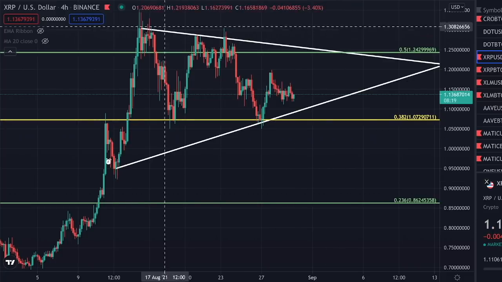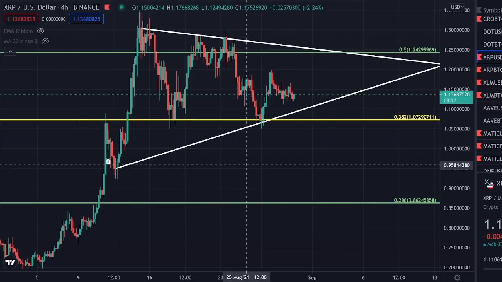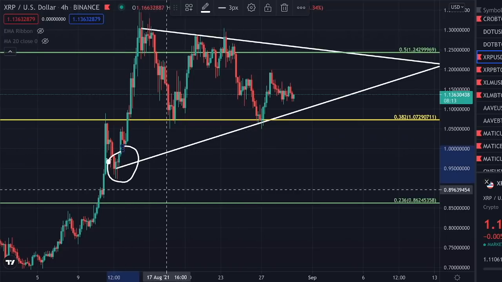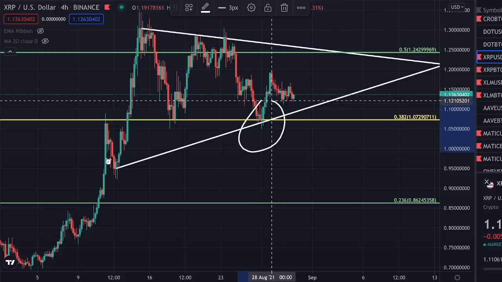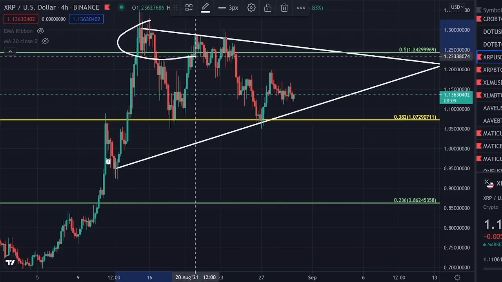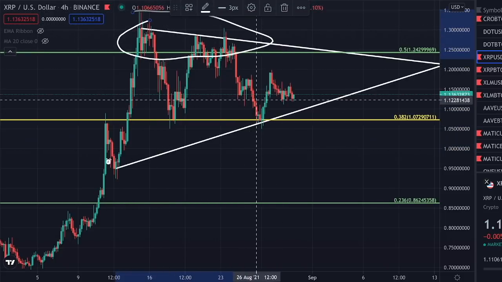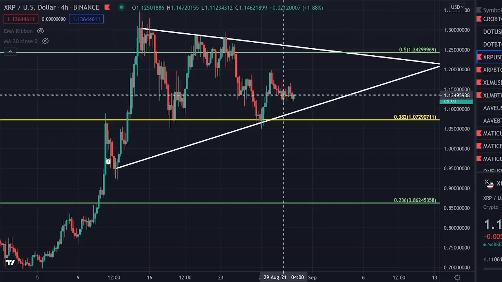For sure, the pattern that is playing itself out right now in the 4-hourly time frame is very important to me, because we have already seen 2 touch points on this ascending support, and we have already seen multiple touch points on this descending resistance, and that is very important to me due to the fact that if we are seeing a breakout, it will be a major breakout.